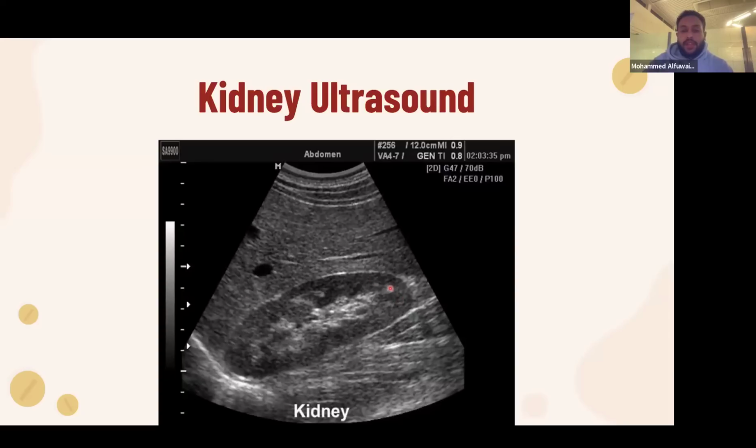Now, how do you visualize the kidneys on ultrasound? It is hypoechoic compared to the liver, okay? And you can clearly tell the kidney here, and this is the medulla of the kidney, okay? Now, this is the first line modality that you'd use for the majority of the kidney diseases.